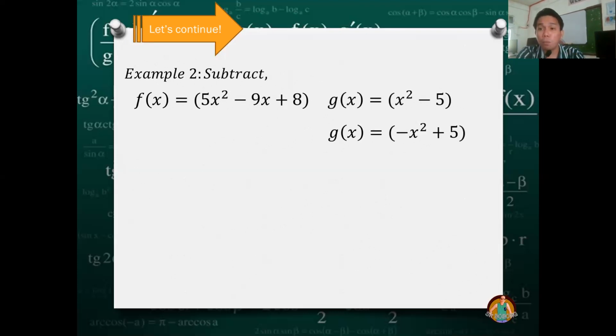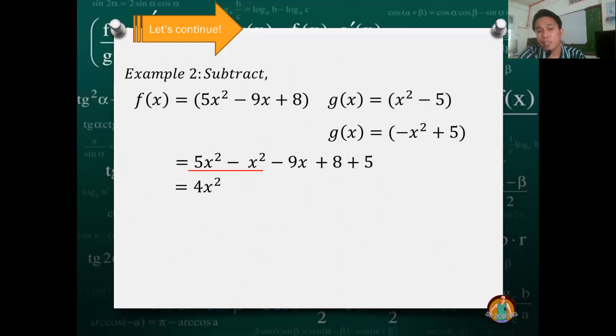Okay? So we can now combine like terms. 5x squared and negative x squared. And negative 9, since wala siyang partner sa kabila, so negative 9 pa rin siya. And then 8 and positive 5 are like terms. Klaro? Okay, let's proceed. 5x squared minus x squared will give us 4x squared.